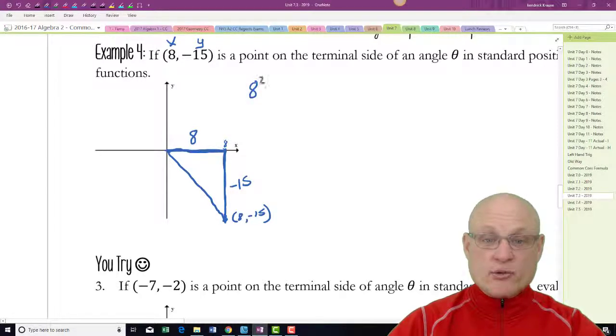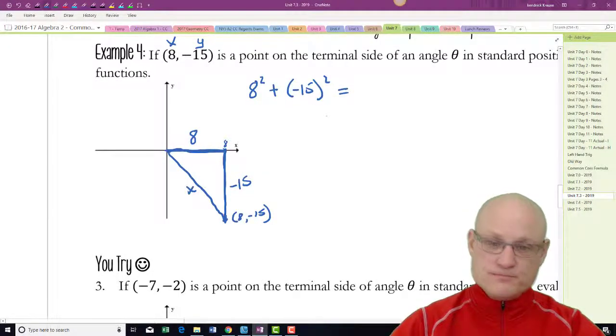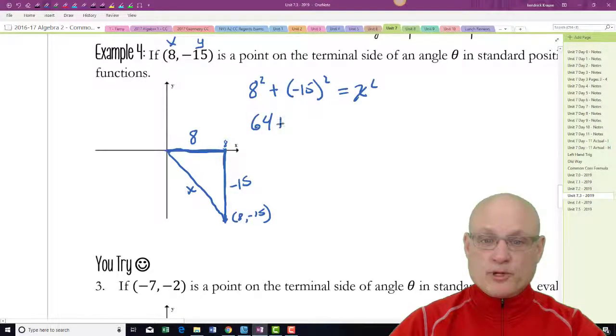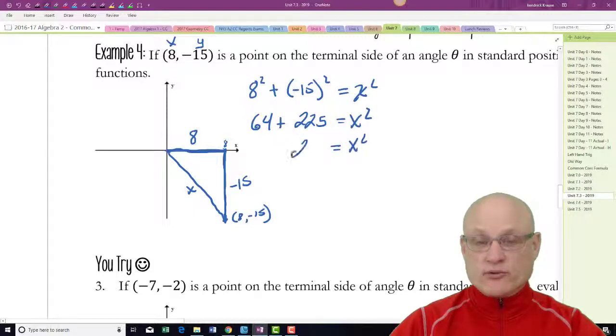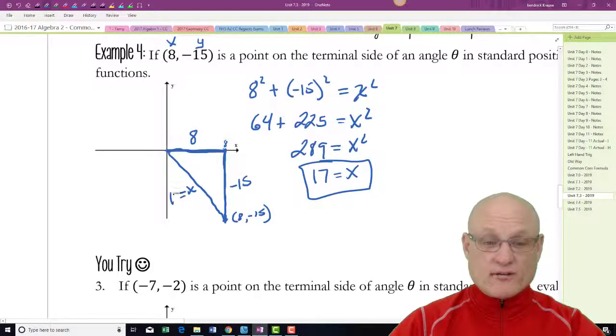So 8 squared plus negative 15 squared equals x squared. So 64 plus 225 equals x squared. x squared equals 289. x is equal to 17. 8, 15, 17 is another one of those Pythagorean triples that almost everybody knows. So 17. And now we're ready to rock and roll.